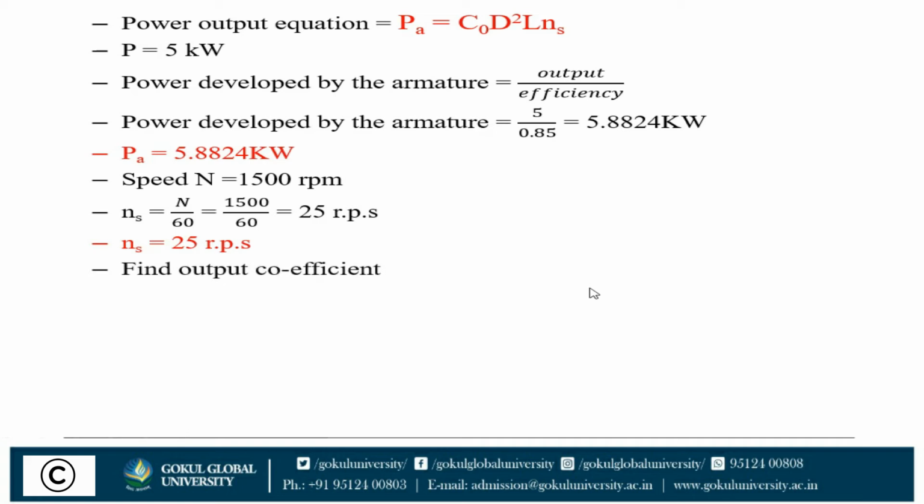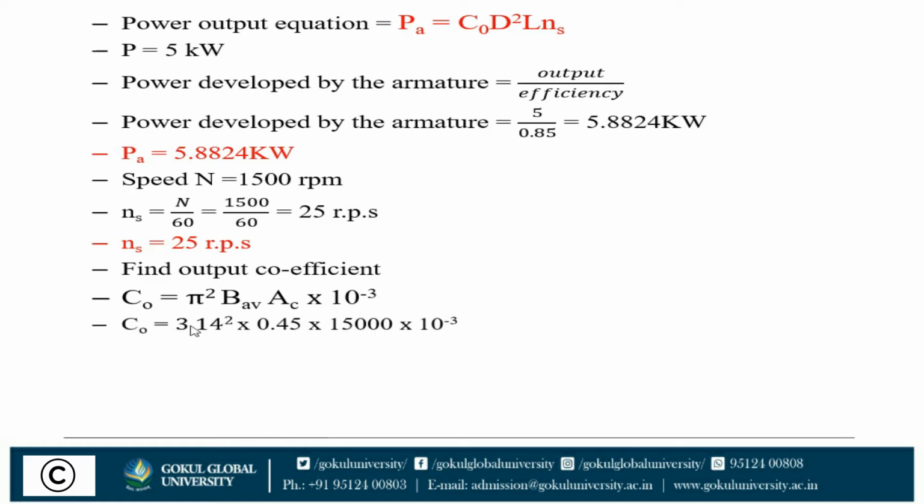Next, find the output equation. PA is given, ns is given, and D square L you can find out. So which value will be pending? C0, the output coefficient. So we have to calculate the output coefficient. What is the equation of the output coefficient? C0 is equal to pi square BAV AC cross 10 raised to minus 3. All the data is given in the formula. So C0 is equal to 3.14 square cross 0.45 cross 15,000 cross 10 raised to minus 3. So the value of C0 is equal to 66.62.